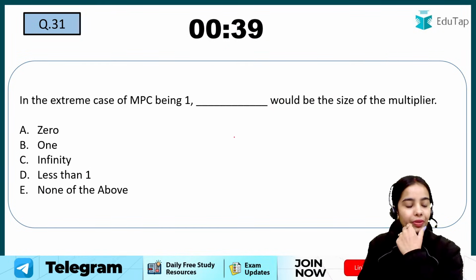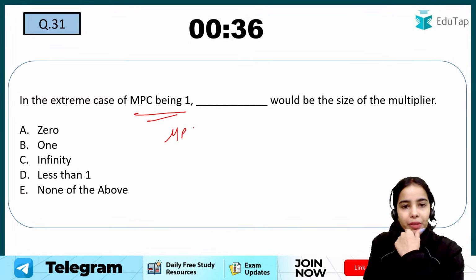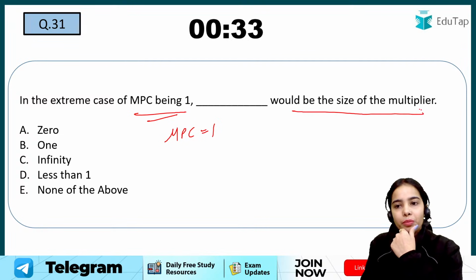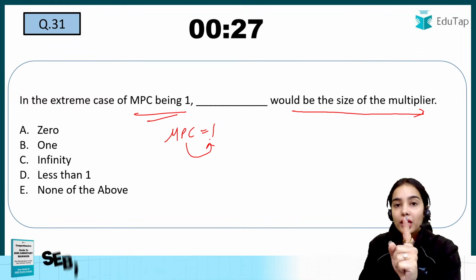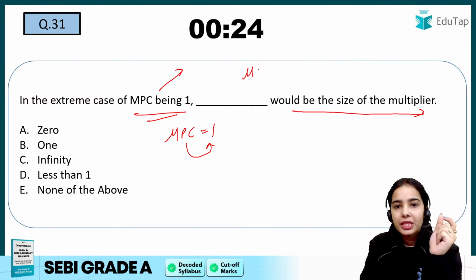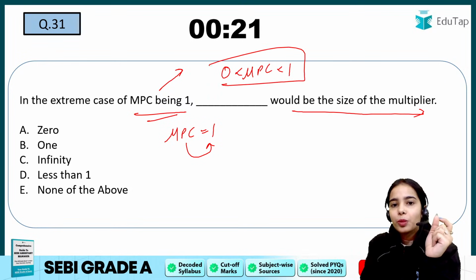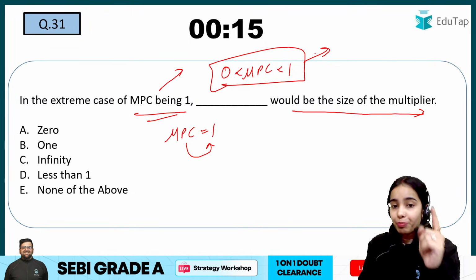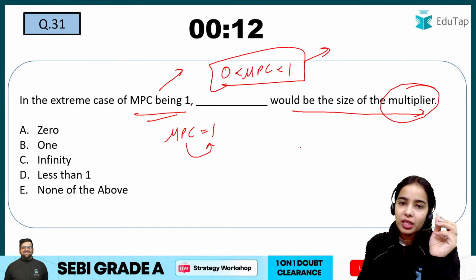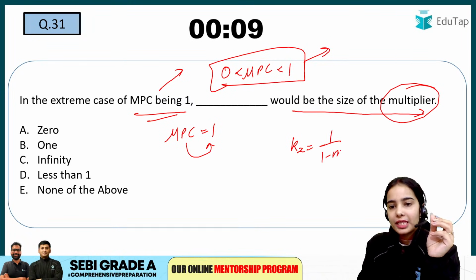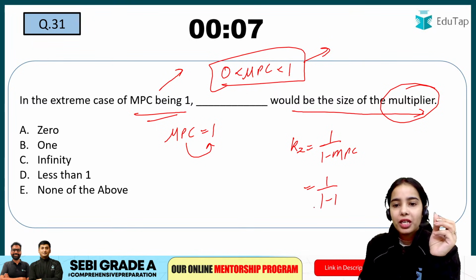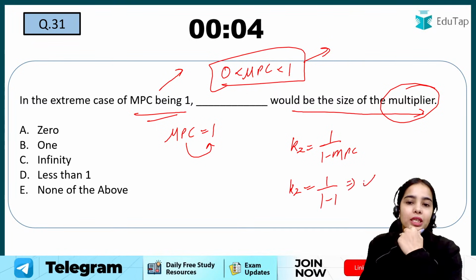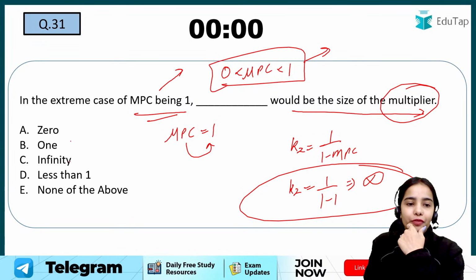Now the next question is, if the MPC is 1, what would be the size of the multiplier? If the marginal propensity to consume is 1, that is an extreme case, because Keynes assumed that MPC lies between 0 and 1, greater than 0 but less than 1. But if MPC is equal to 1, what would be the size of the multiplier? The investment multiplier is 1 upon 1 minus MPC. So if MPC is 1, that means 1 minus 1, so the multiplier will be 1 upon 0, which is infinite.